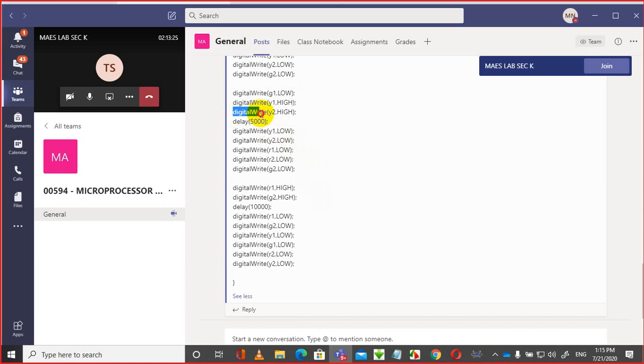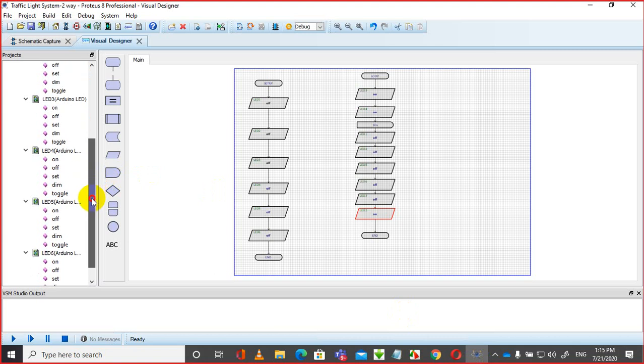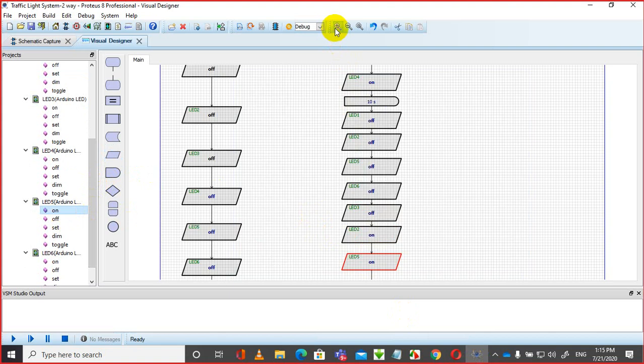Look at over here. Second lane yellow high. So for the second lane, yellow LED number 5, that is on. Let me just increase the space. Okay, that's for the second lane. We make LED number 5, yellow, high.